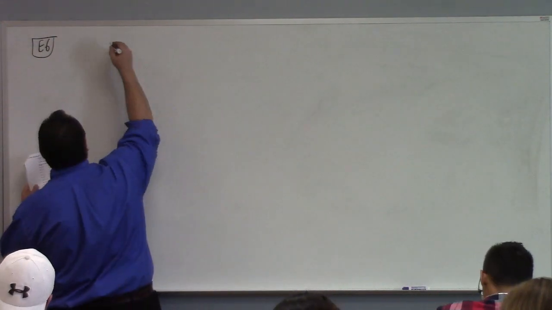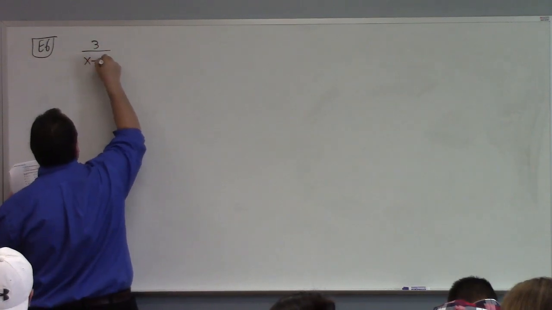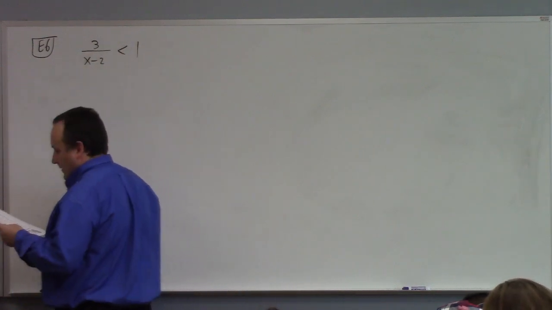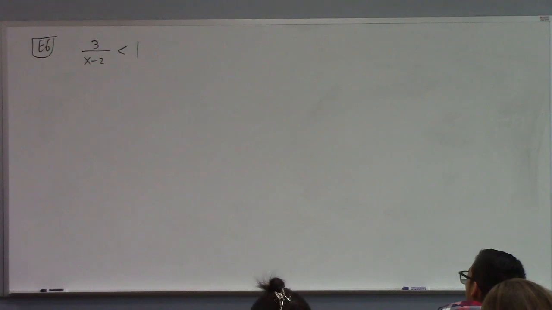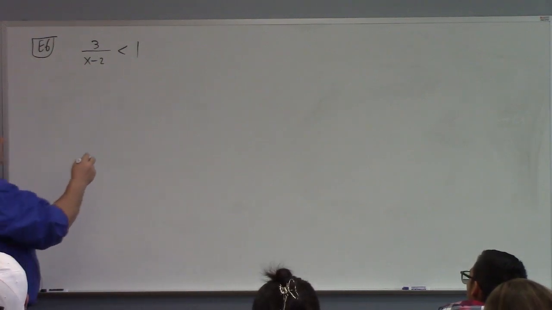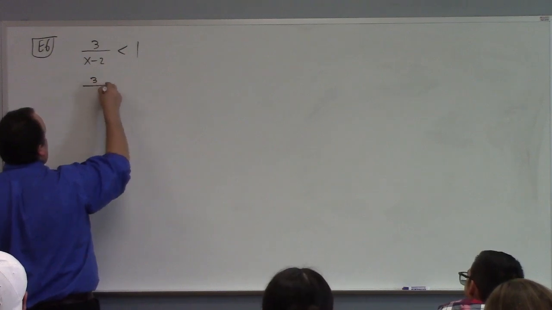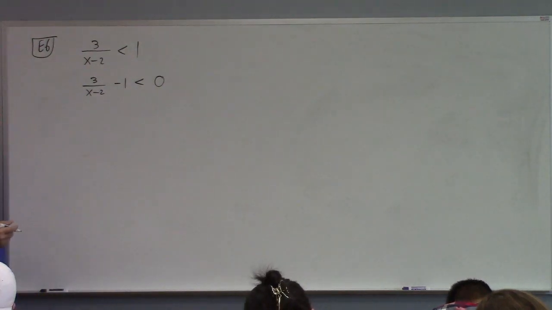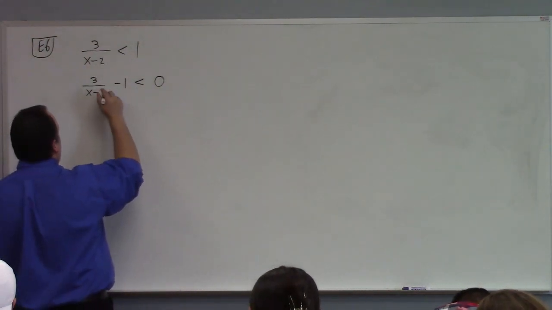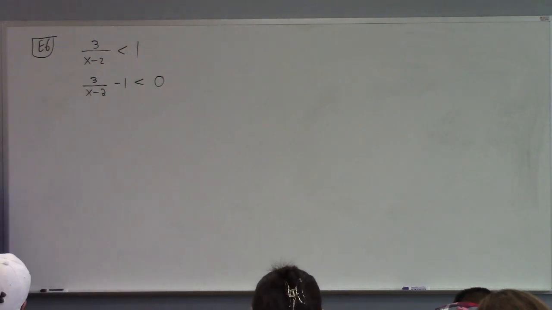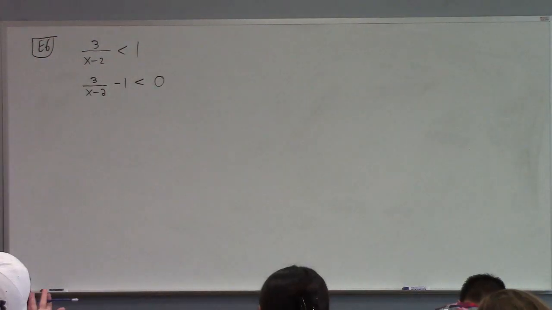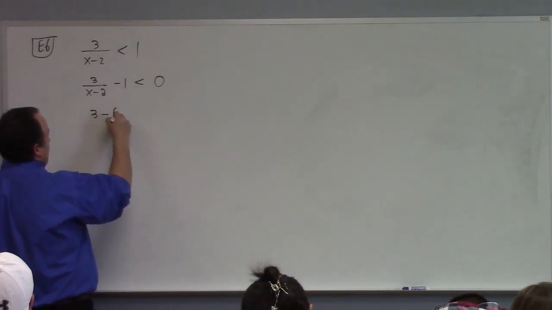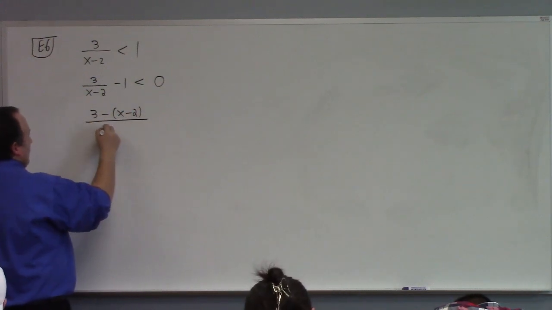All right, so here's one. We could study 3 over x minus 2 less than 1. So let's see here. I would say, okay, well that is 3 over x minus 2 minus 1 less than 0. Now I need to make it into a single fraction for our method to work, okay? So how would I make that into a single fraction? I make a common denominator. The common denominator I would make would be x minus 2. So I have 3 minus parentheses x minus 2 over x minus 2.